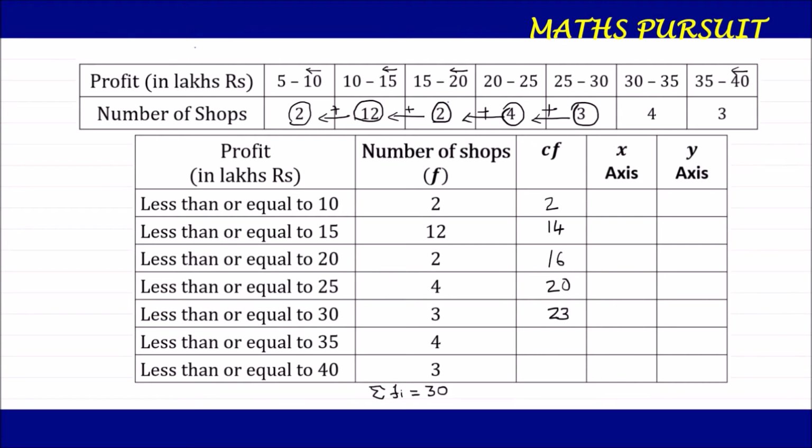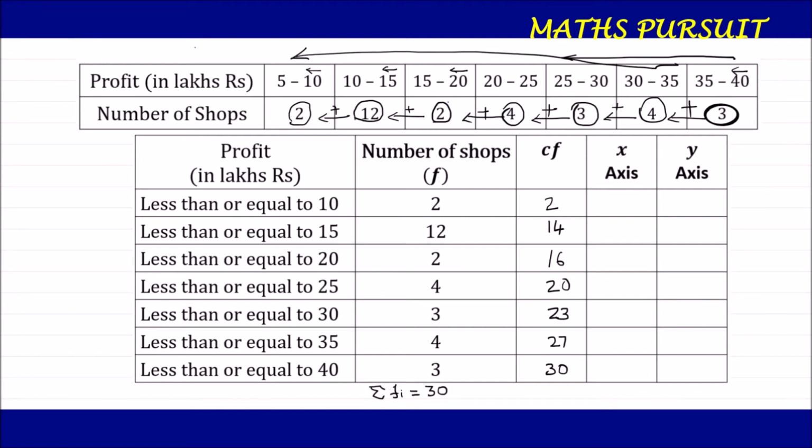Now here also we add these 4, including everything previous to that, because it is less than or equal to 35. Less than 40 means everything is included, from here to the first. Similarly, I am going to add this one: 23 plus 4 we get 27, and 27 plus 3 we get 30. So this is the normal cumulative frequency that we easily calculate. We got 30 as the last number of the cumulative frequency, which equals the total sum of the frequencies, 30. So our calculation is perfect.